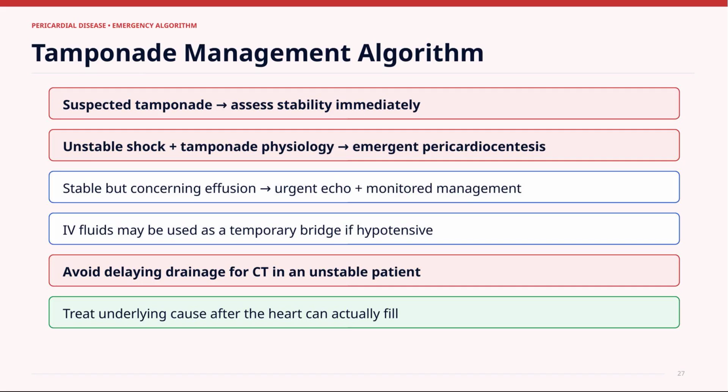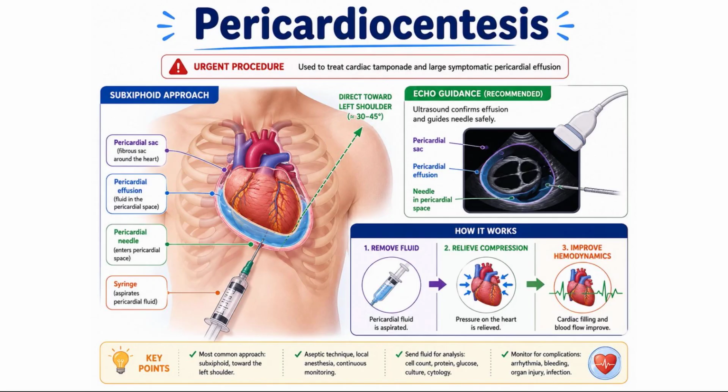Pericardiocentesis is the urgent procedure for tamponade and large symptomatic effusions. The most common approach is subxiphoid, directing the needle toward the left shoulder at roughly 30 to 45 degrees. Echo guidance is strongly recommended. The ultrasound confirms the effusion and guides the needle safely. How it works: remove the fluid, relieve the compression, and hemodynamics improve. Use aseptic technique, local anesthesia, continuous monitoring, and always send that fluid for analysis: cell count, protein, glucose, culture, cytology. And keep watching for complications: arrhythmia, bleeding, organ injury, infection.